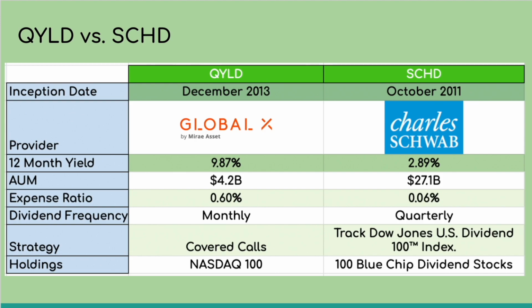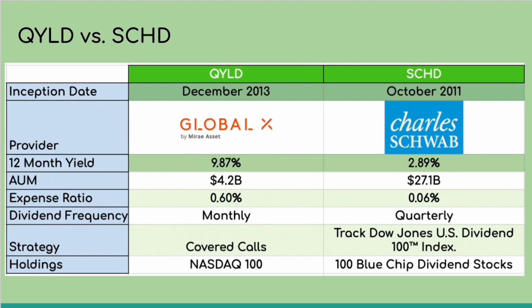Now, the dividend frequency, this is how often the ETF will pay out dividends. For SCHD, they actually only do it every quarter. They are not a monthly payer. They follow the March, June, September, December tranche schedule, unlike QYLD, which pays out dividends every single month to us.